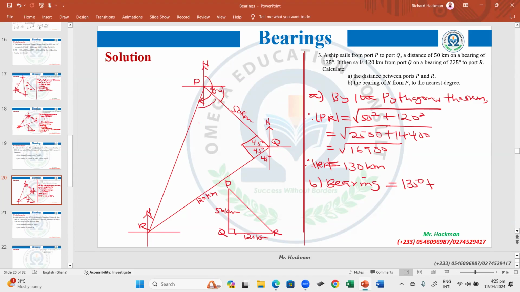So we are going to label this angle theta. The angle at P will be labeled theta, and we can find theta by using the appropriate trig ratio. You know the opposite, you know the adjacent. So we said this will be plus theta, and we are going to find theta. We know that tan theta will be equal to opposite, which is 120, over adjacent, which is 50. Do you agree?